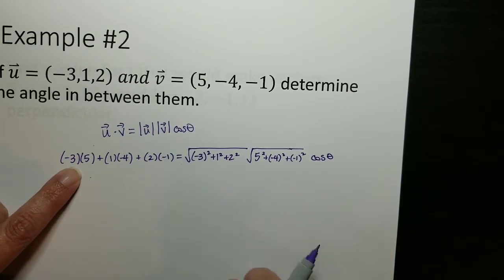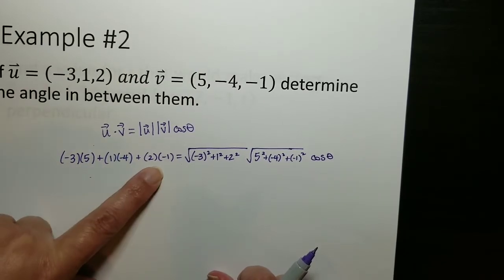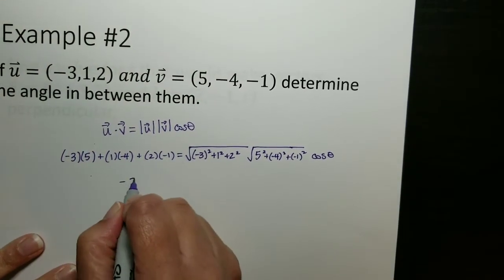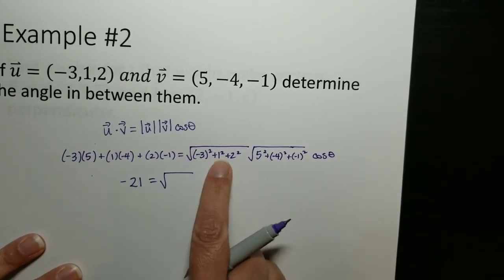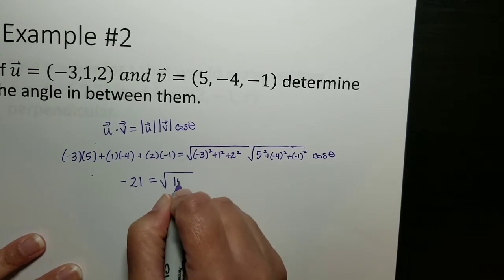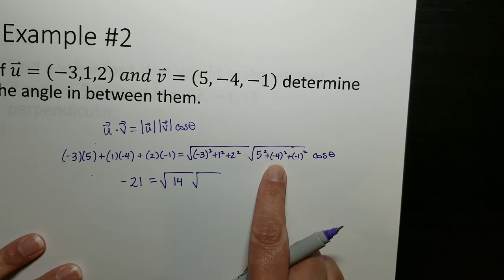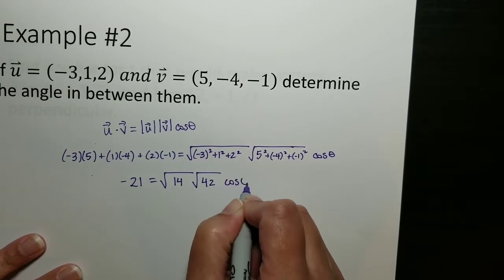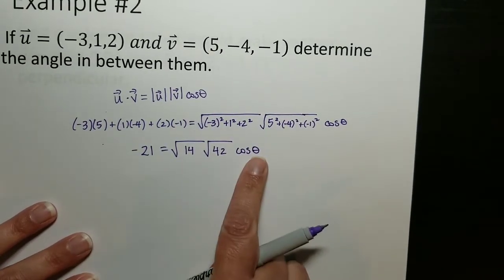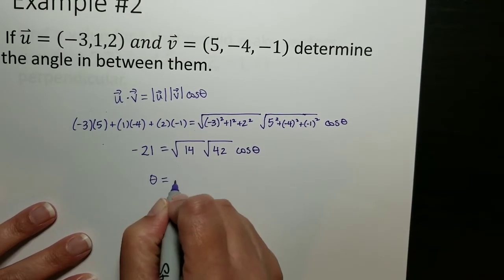So there I've got negative 15, negative 4, negative 2, that's negative 21 over here. And then that's square root 9, 1, 4, which is 14. And 5 squared plus 4 squared is 25 plus 16 is 41 plus 1 is 42, times cos theta. And then I'm going to solve for theta. So I'd have to divide these guys down and do second function cos.